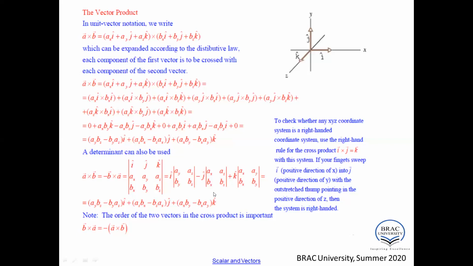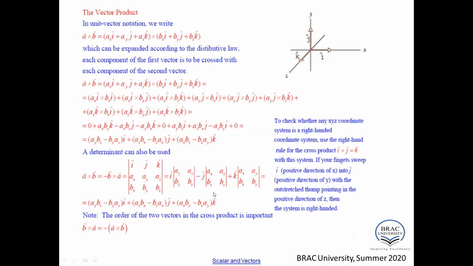And in case of different unit vectors, i cross j, the angle between these two is 90 degrees. Sine 90 degrees is 1, and the magnitude of unit vectors is 1, so 1 into 1 into 1. The result is 1, but there is a vector because the cross product of two vectors is a vector. So the result remains a vector.